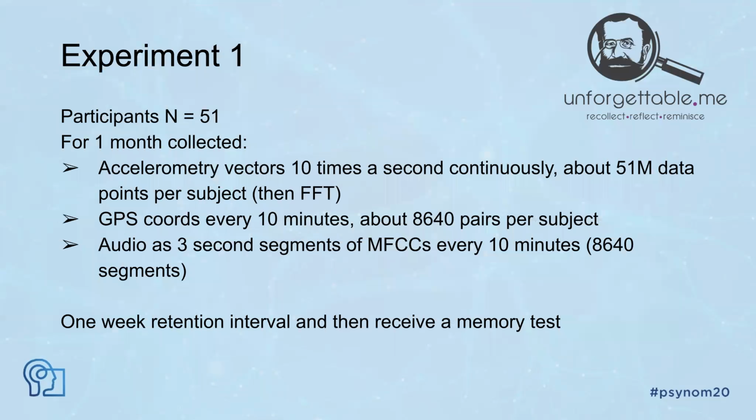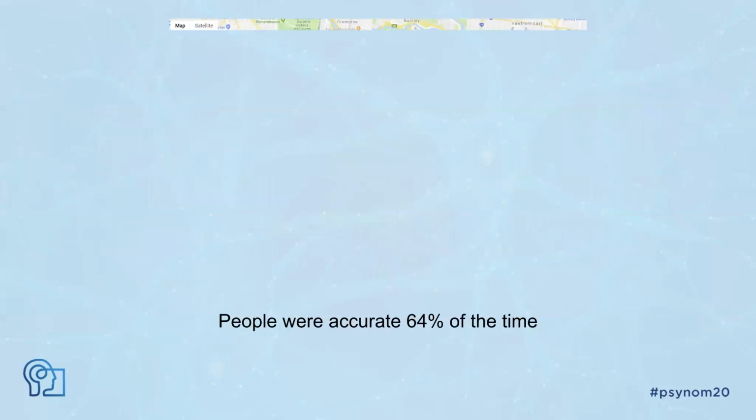Now, in the first experiment, what we did is we used Unforgettable Me, and we collected for 1 month. So participants were out for 1 month. Accelerometry vectors were collected 10 times a second continuously. So that amounted to about 51 million data points per subject. We had GPS coordinates every 10 minutes, so about 8,640 pairs per subject. And we had audio segments. So these are short 3-second segments of Mel frequency cepstral coefficients every 10 minutes. So again, 8,600 points. There was a 1-week retention interval, and then they received a memory test.